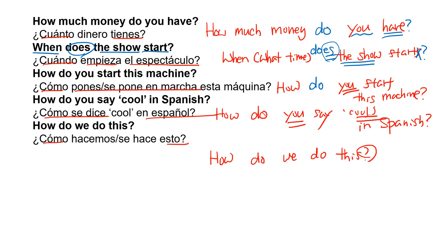So how much money do you have? ¿Cuánto dinero tienes? When does the show start? ¿Cuándo empieza el espectáculo? How do you start this machine? ¿Cómo pones o se pone en marcha esta máquina? How do you say cool in Spanish? ¿Cómo se dice cool en español? How do we do this? ¿Cómo hacemos esto? ¿Cómo se hace esto?